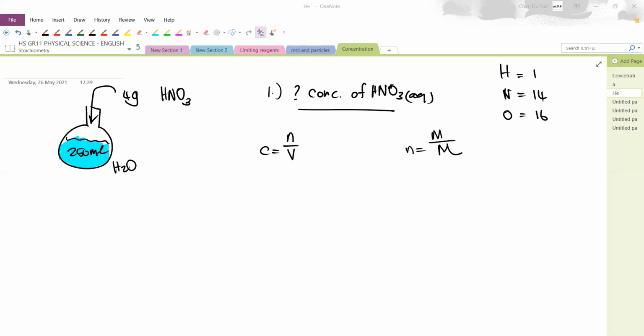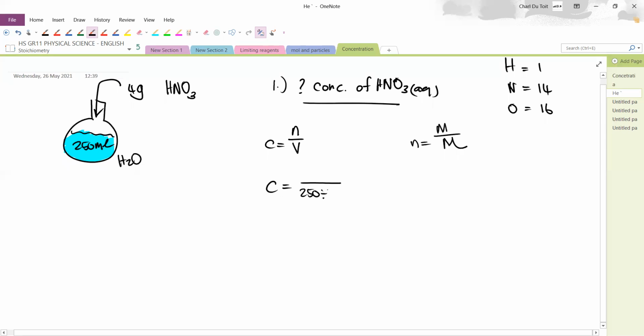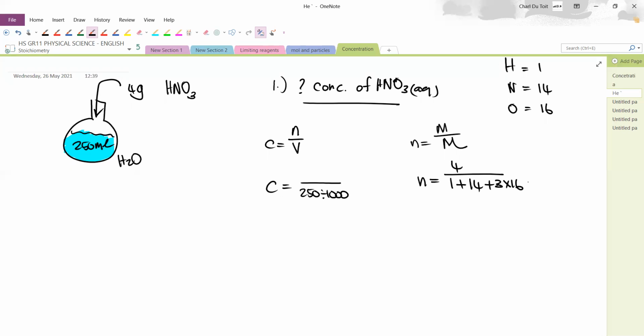Okay, good. Let's start. I need the concentration. I need the mole divided by the volume. The volume is easy. It's 250 divided by 1,000, or you can just use 0.25. I need the amount of mole. The mole is the mass divided by molar mass. I have 1 hydrogen plus a nitrogen plus 3 times 16. Okay, let me get that value quickly. That gets you 0.06349. Very good.